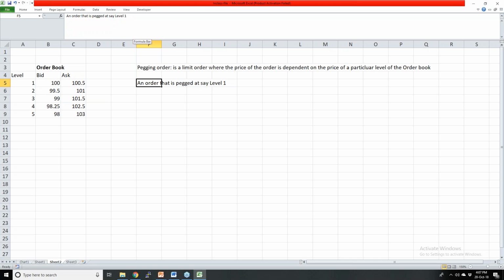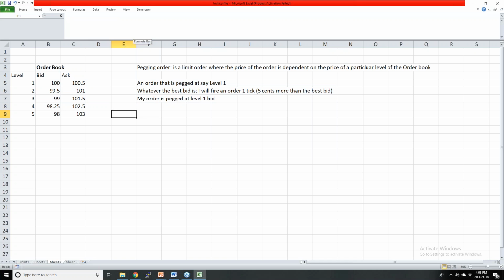So if I say that whatever the best bid is, I will fire an order 1 tick or 5 cents more. So I'm assuming that 1 tick is 5 cents more than the best bid, right? So this basically means my order is pegged at level 1 bid, right?